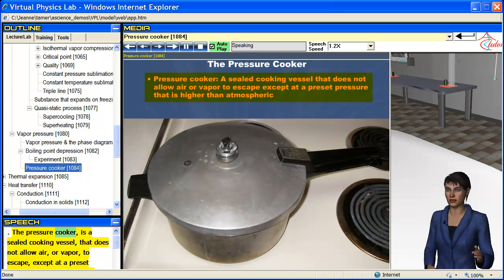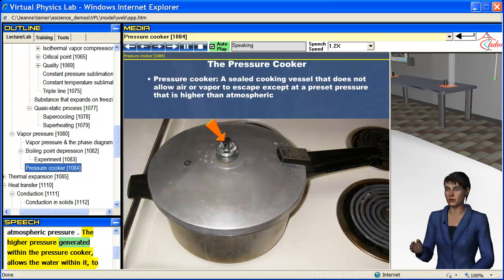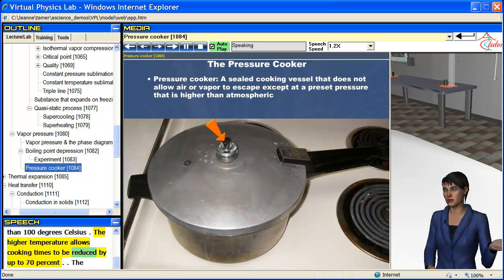The pressure cooker is a sealed cooking vessel that does not allow air or vapor to escape, except at a preset pressure that is higher than atmospheric pressure. The higher pressure generated within the pressure cooker allows the water within it to boil at a higher temperature than 100 degrees Celsius. The higher temperature allows cooking times to be reduced by up to 70%.